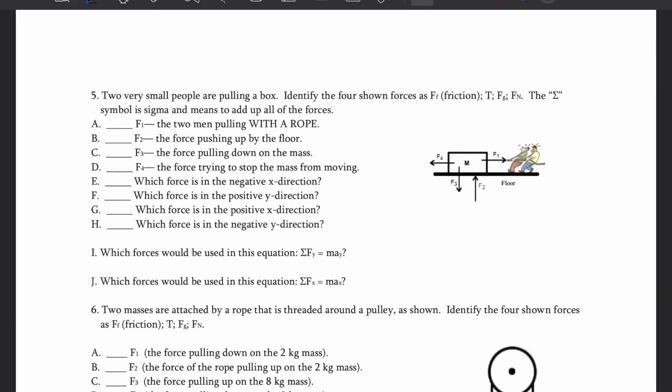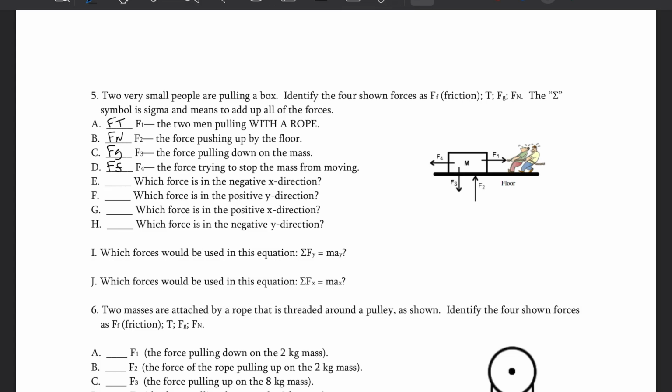Okay, a couple guys pulling on a box. Looks like there's friction sitting on a floor. So when you pull the rope, that's tension. Pushing up by the floor, normal. Pulling down on the mass, gravity. Trying to resist the motion, friction.